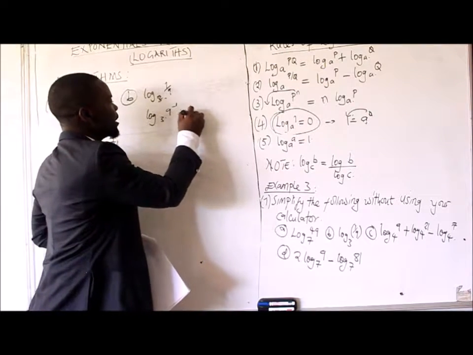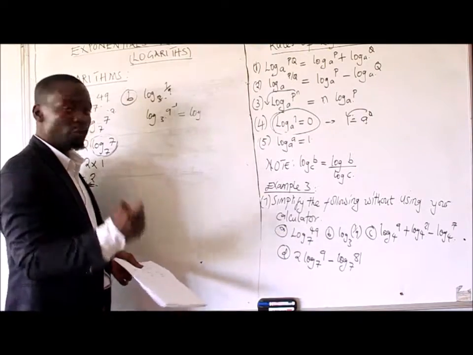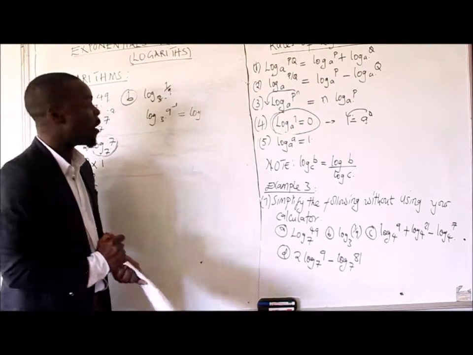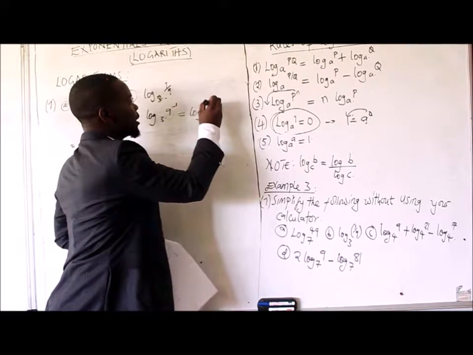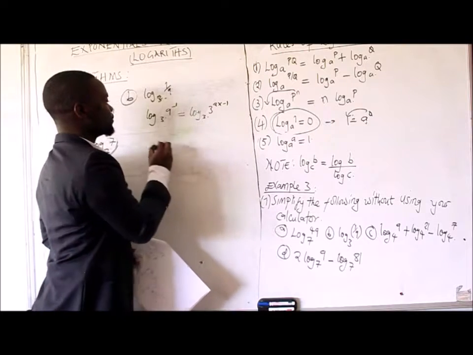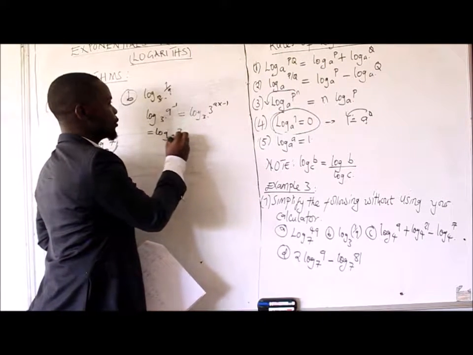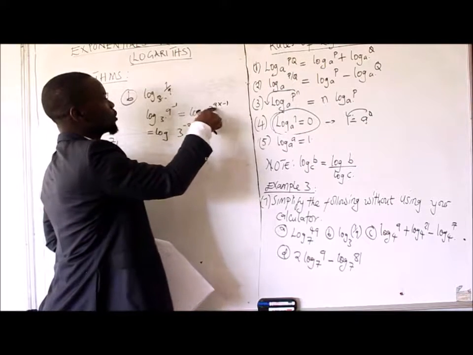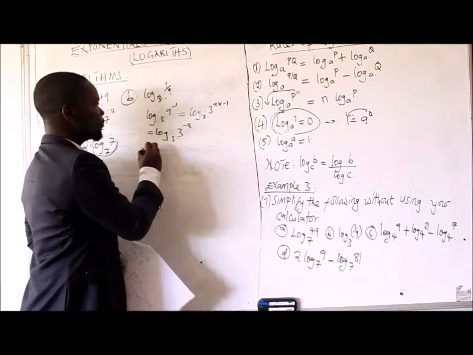So this is the same as log of 9. We explode that 9, we know that 9 is the same as 3 to the power 2. Now don't forget that we have got times negative 1, base 3, which is equal to log of 3 to the power negative 2, because 2 times negative 1 is negative 2, base 3.